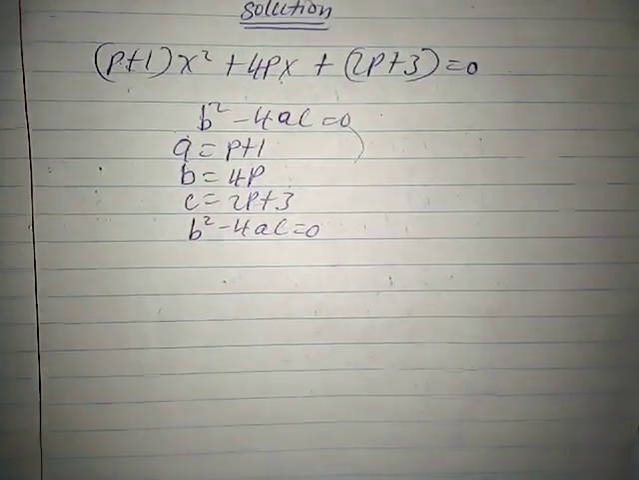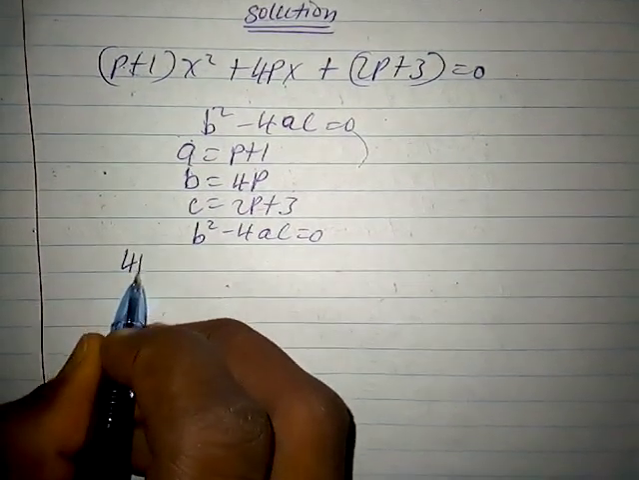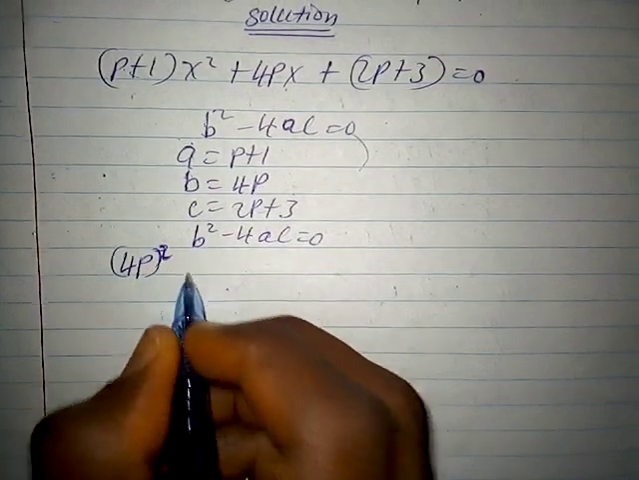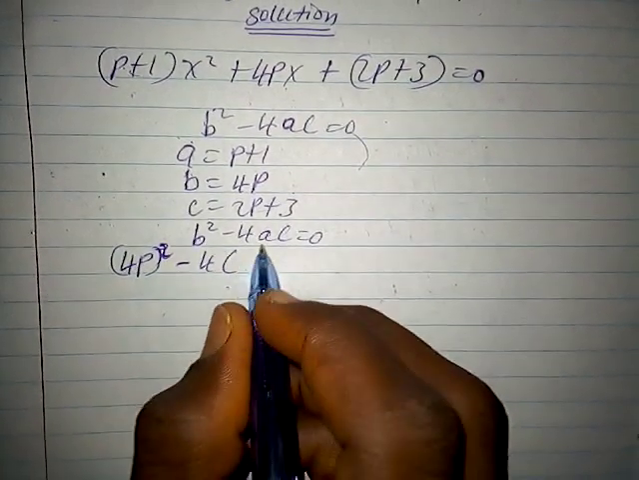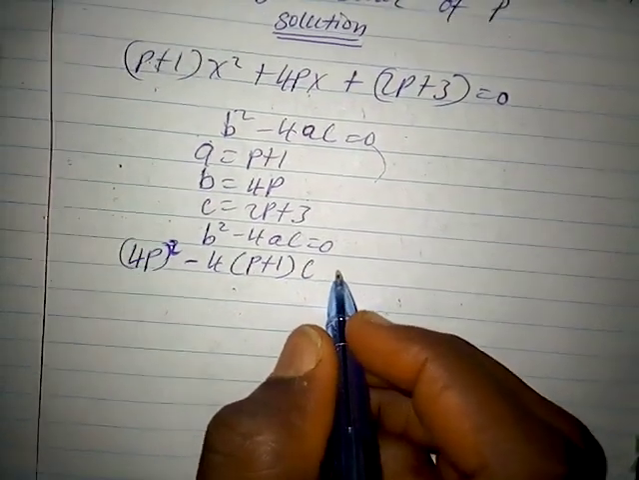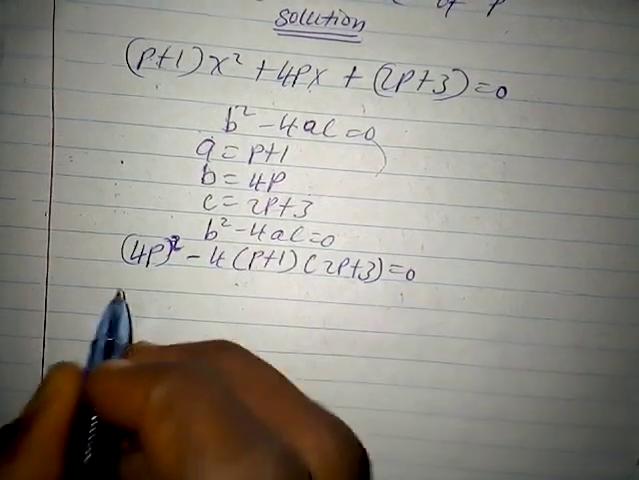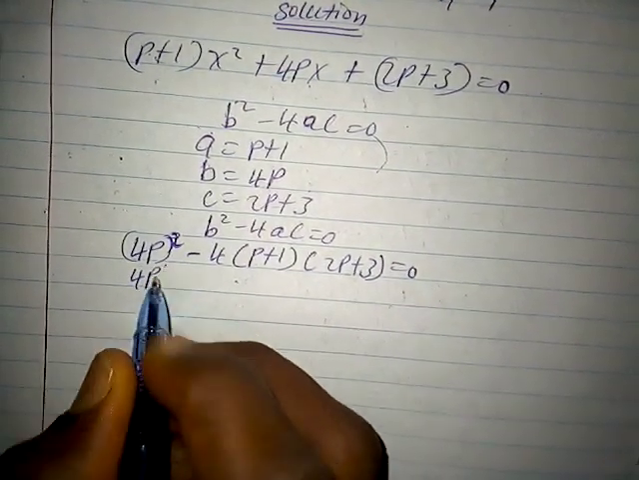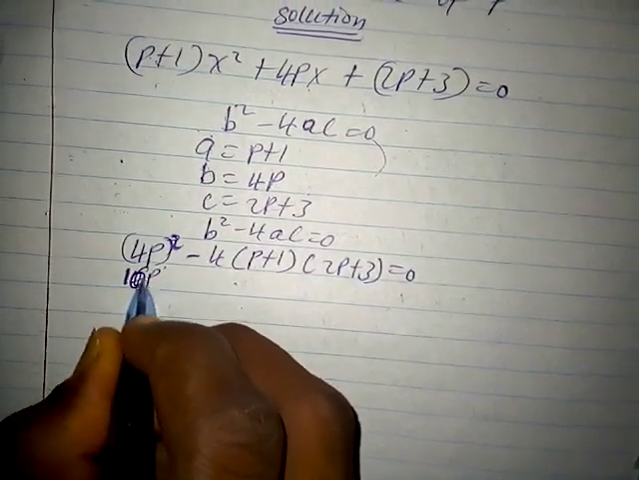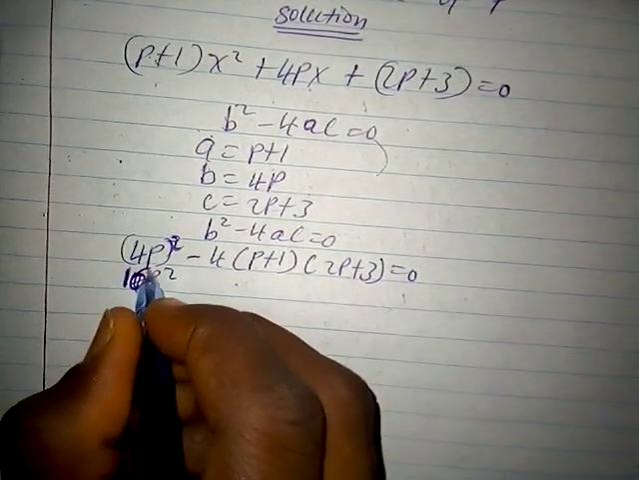Now we proceed. What is b? b is equal to 4p. So we say (4p)², minus 4. What is a? a is equal to p + 1. Minus what is c? c is equal to 2p + 3, equals 0. (4p)² is what? 16p². Let us now say 16p², right?